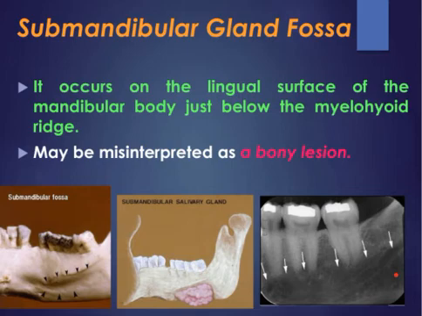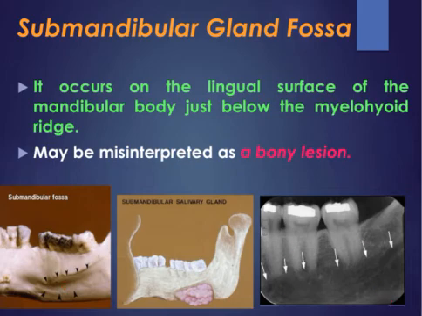Now coming to the submandibular gland fossa. It's seen in the posterior region of the mandible as a diffuse radiolucency. It is usually located beneath the mylohyoid ridge. This is the mylohyoid ridge marked by the upper arrow, and there is a depression in the lingual surface of the mandible which lodges the submandibular gland. In the radiographs, this depression is seen as radiolucency.